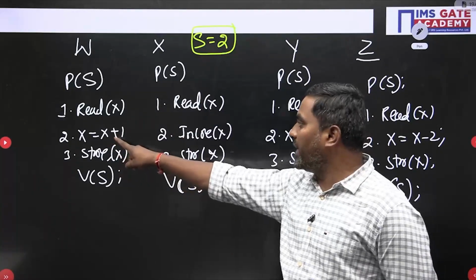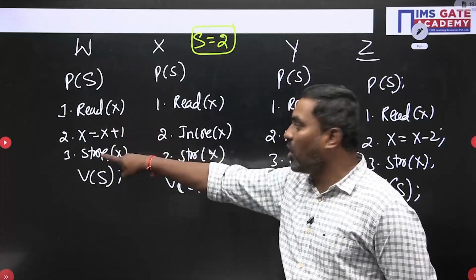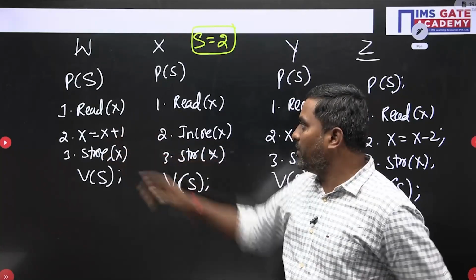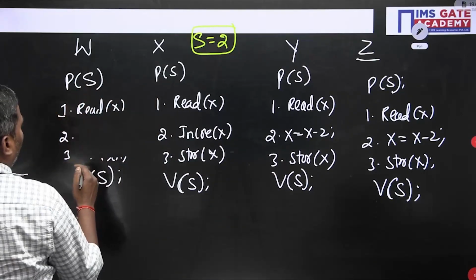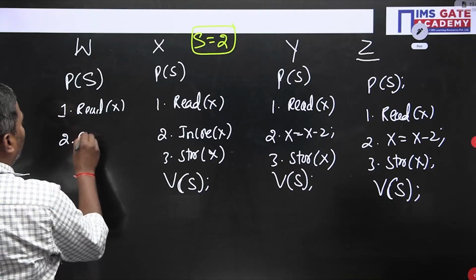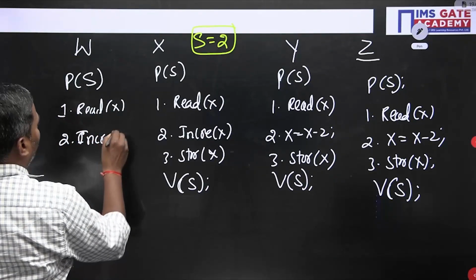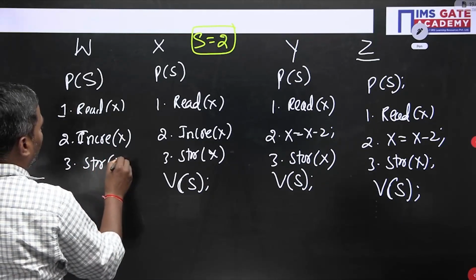So you are reading the x value, right? Incrementing before storing, please. Before the third operation, it is incremented. So I should not simply write x equal to x plus 1 here. Let me write it directly: increment x by 1, and the third one is store x in memory.